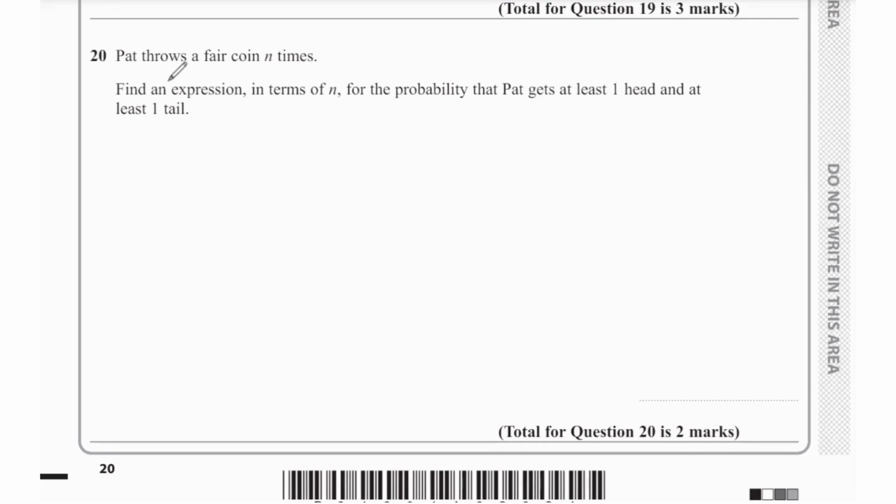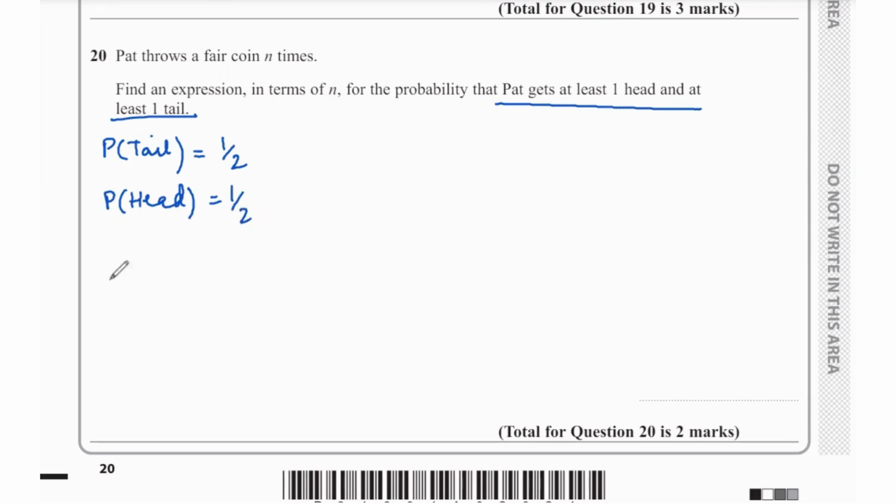This question says that Pat throws a fair coin n times. Find an expression in terms of n for the probability that Pat gets at least one head and at least one tail. So firstly, the probability of getting a tail is 1 over 2 because the coin has two sides. So there's an even chance of getting a tail and a head. The probability of getting a head is also going to be 1 over 2.